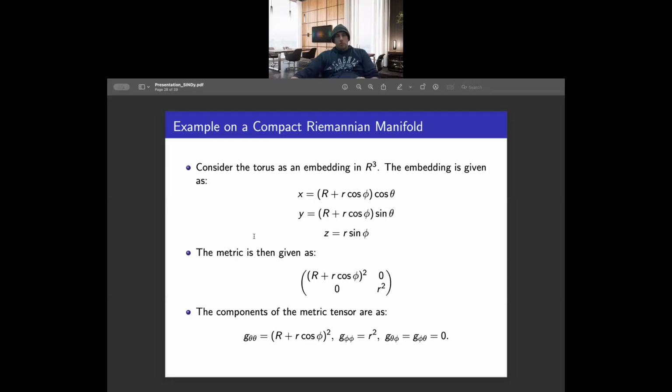To get this metric, we introduce the r vector as x comma y comma z, and this r vector is a function of theta and phi. First of all, we take dr over d theta, the partial derivative of r with respect to theta, and then we take the inner product, and that is how we get this metric tensor here. For the first row and first column of this metric tensor, you get it by taking the inner product of the derivative of r with respect to theta with itself.